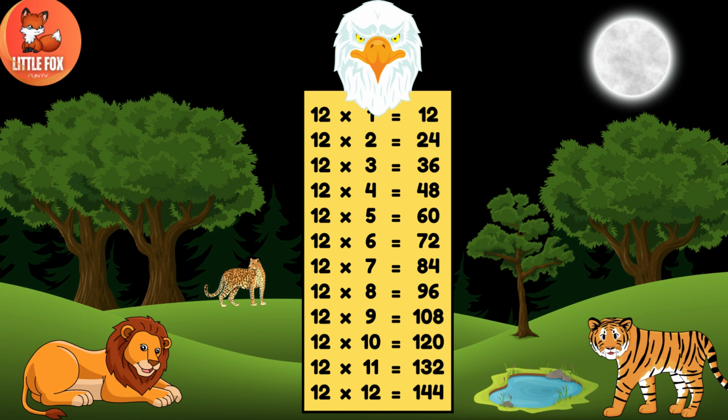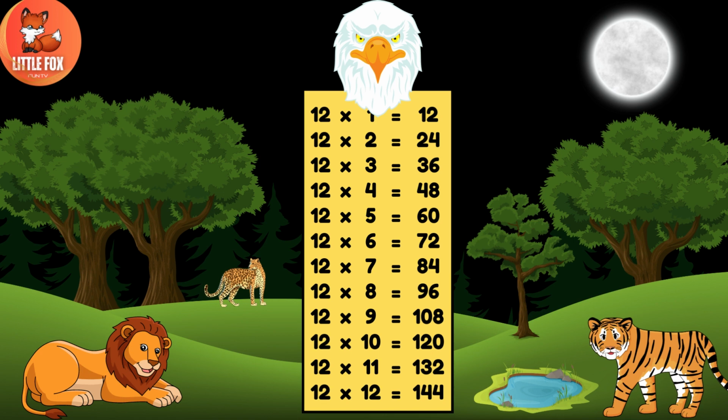12 multiply 5 is equals to 60. 12 multiply 6 is equals to 72. 12 multiply 7 is equals to 84. 12 multiply 8 is equals to 96.